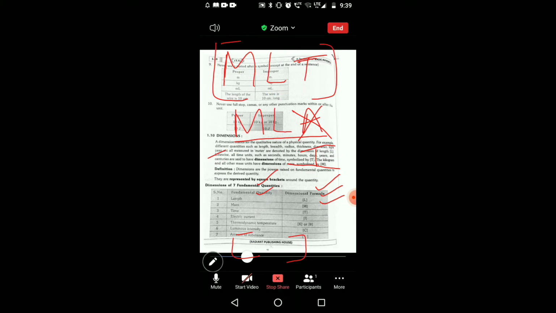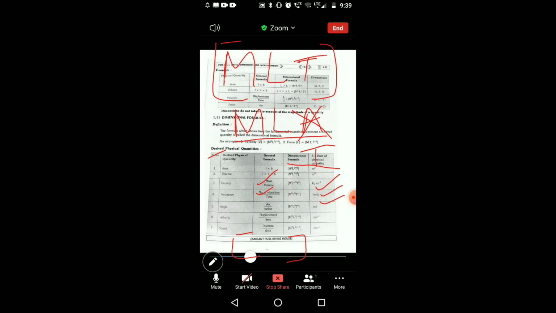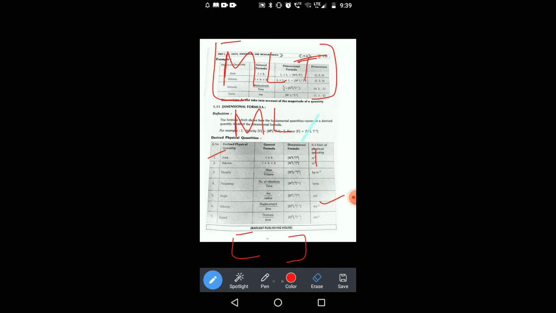Now see here, area is length into breadth, volume is length into breadth into height. Dimensional formulas: velocity is displacement by time, force is mass into acceleration.